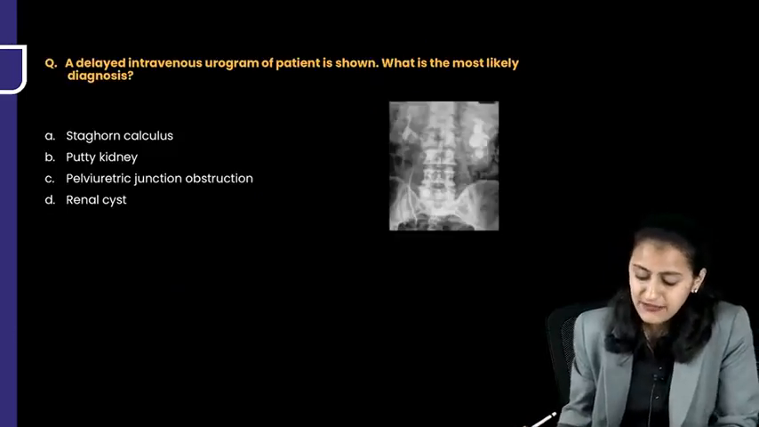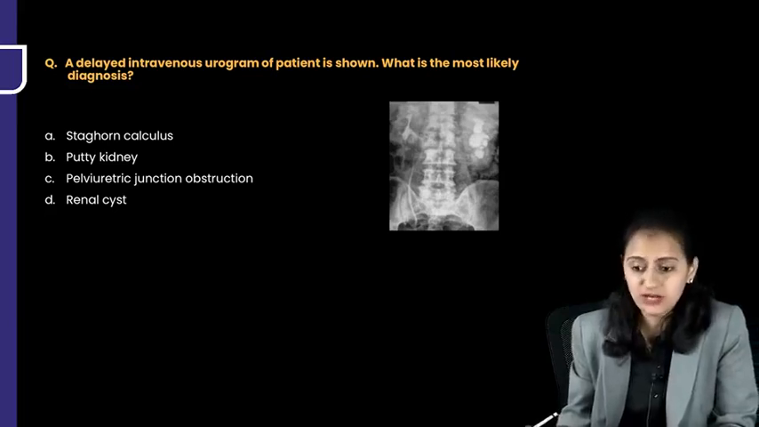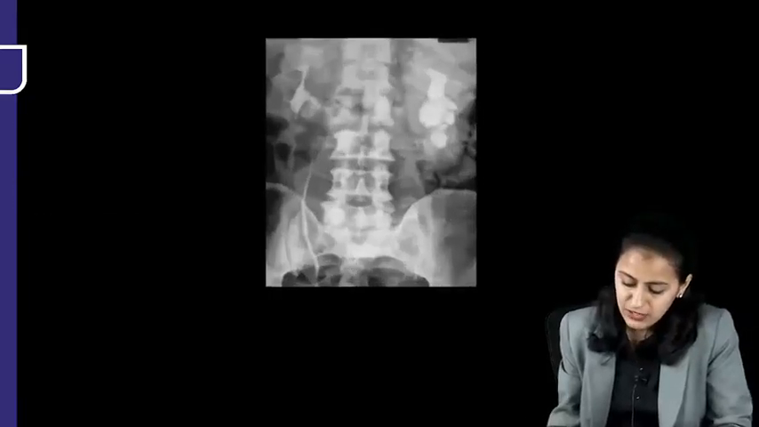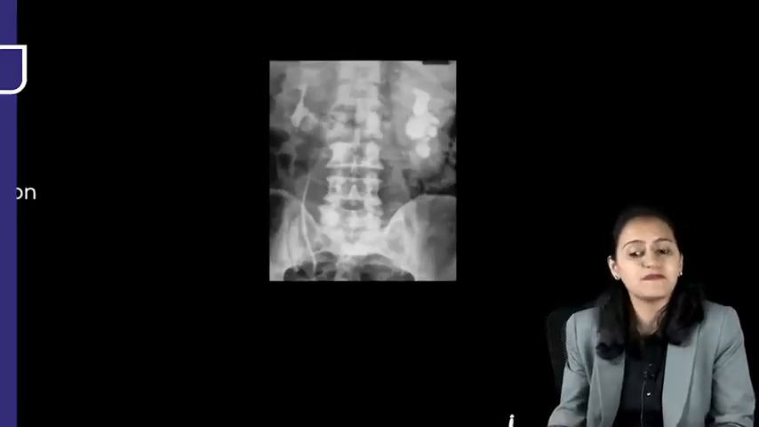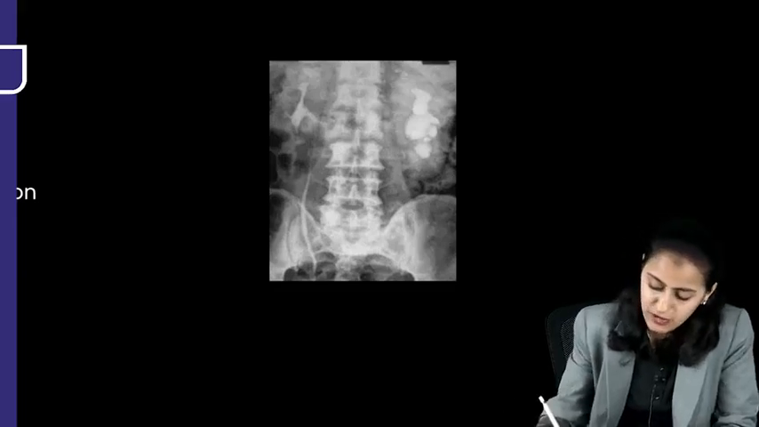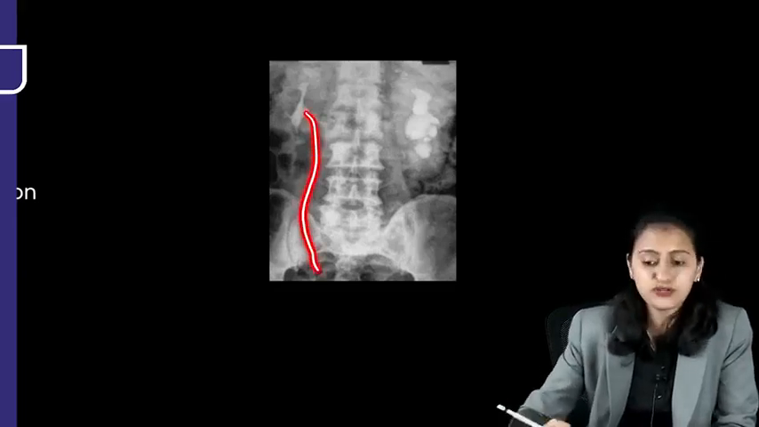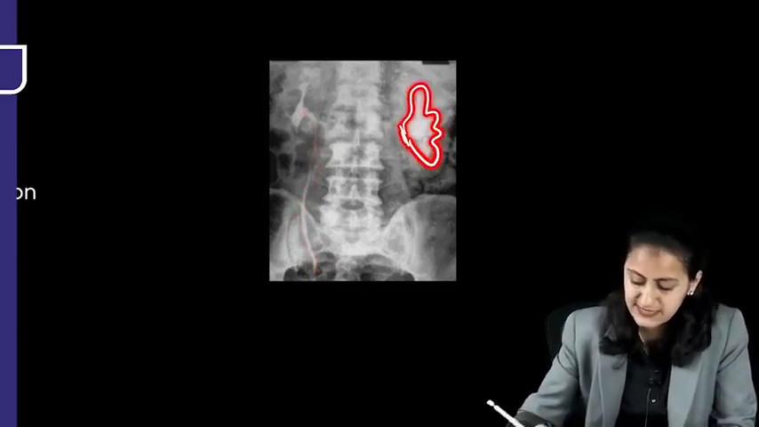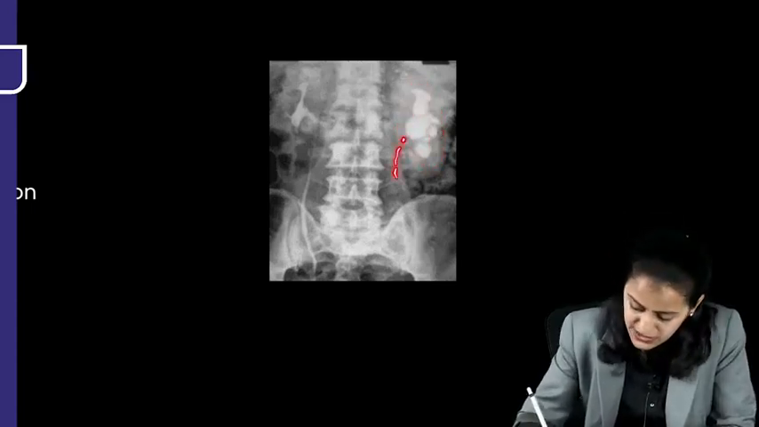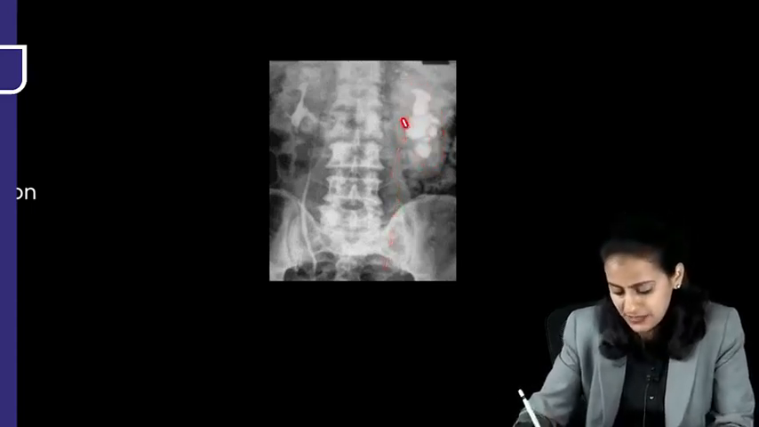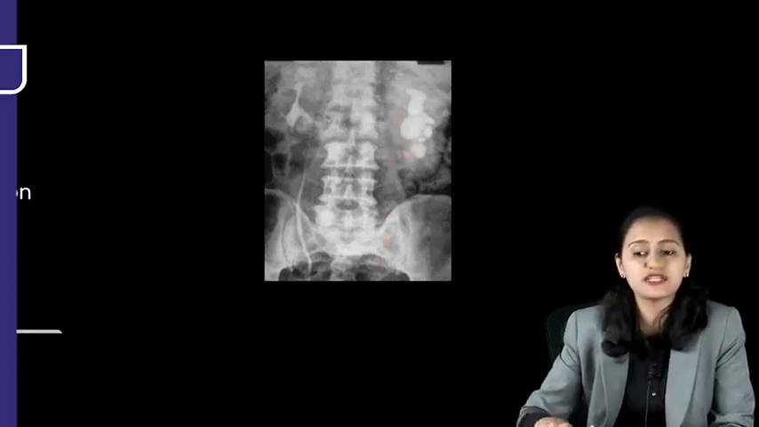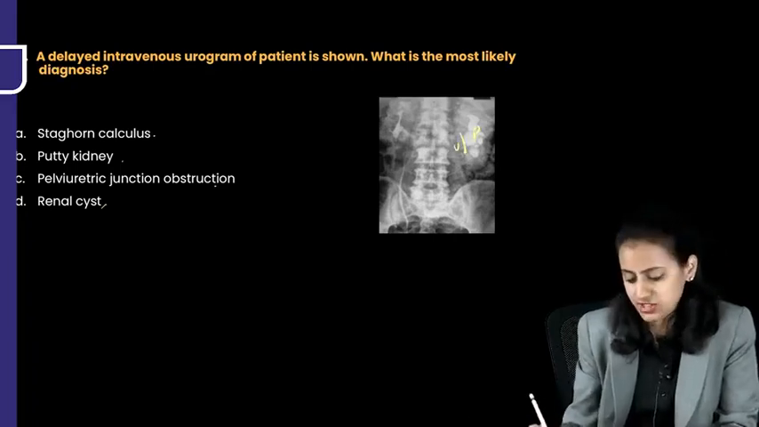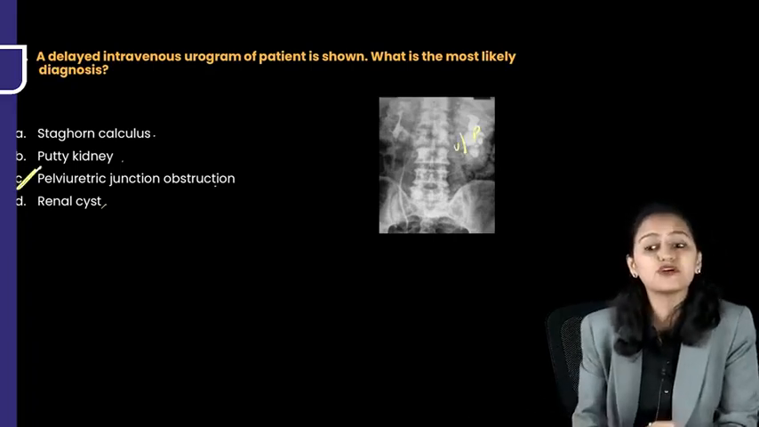Next one, a delayed IVU of the patient is shown. What is the most likely diagnosis? Is it the staghorn, putty kidney, PUJ obstruction, or the renal cyst? Now let's have a look at the IVP. This is a delayed IVP. On the right side, we see the kidney and the contrast going into the ureter. On the left side, the pelvicalyceal system is dilated, but we don't see the contrast going into the ureter. That means there is some obstruction at this point, at the pelvi-ureteric junction. So this is suggestive of PUJ obstruction.